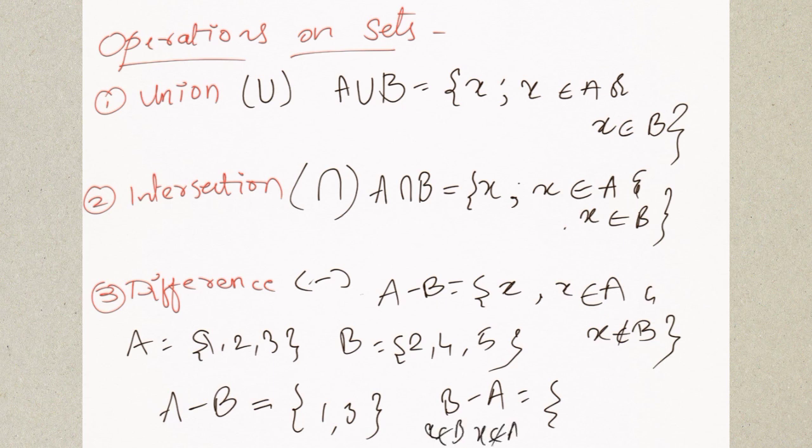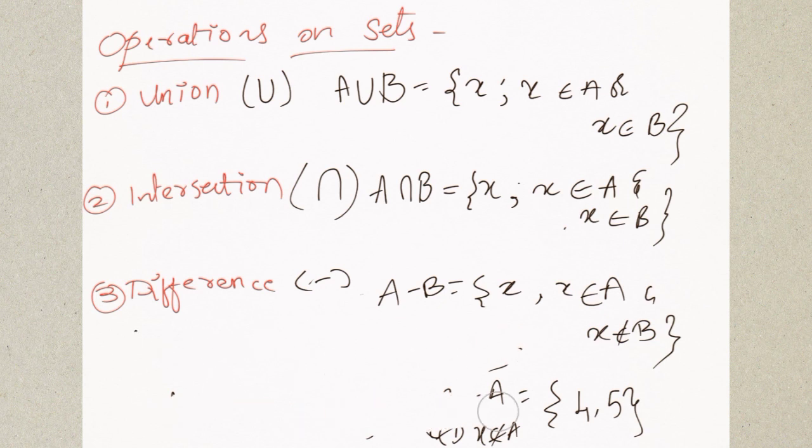This you should follow. So it is going to be 4 and 5. Okay, I hope you understood this union, intersection and difference. These three are important because these only we will majorly be using in sets and functions.